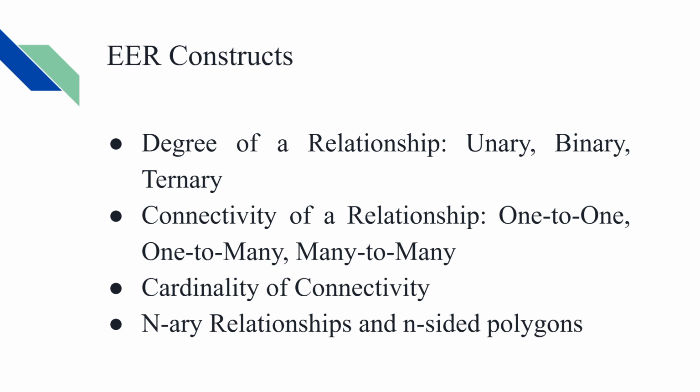For relationships with a degree greater than 2, we use n-sided polygons to represent the connectivity of each participating entity, indicating whether it is one or many.